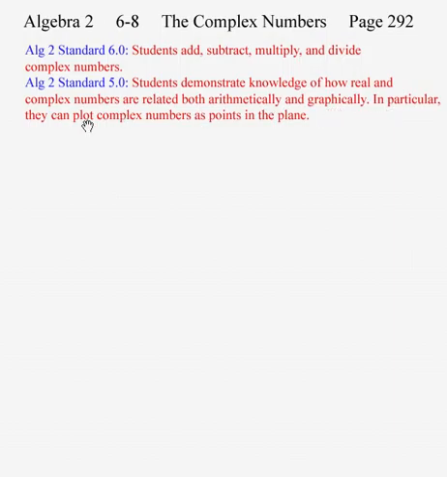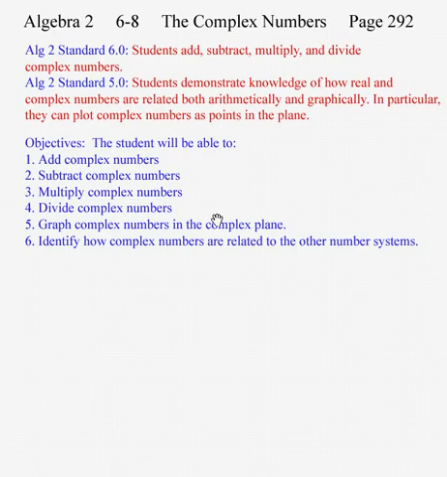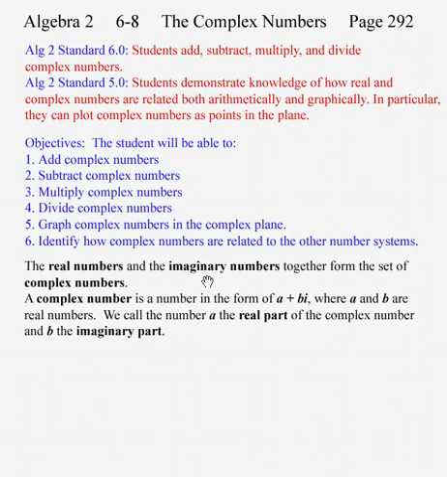And in particular, we need to know how to plot complex numbers as points on a plane. And so our objectives, we need to add complex numbers, subtract complex numbers, multiply complex numbers, divide complex numbers, graph complex numbers in a complex plane, and identify how complex numbers are related to the other number systems that we've learned so far. So, what is a complex number?